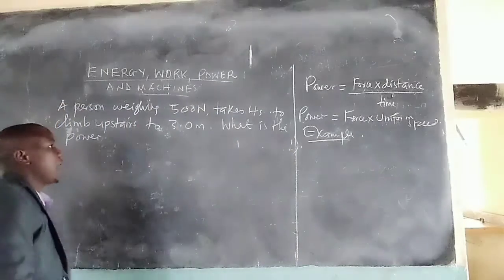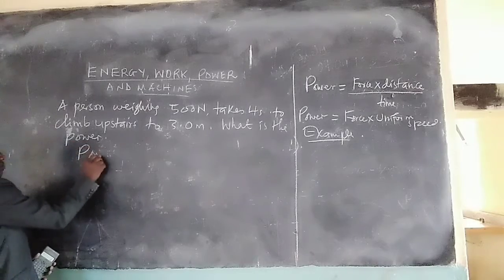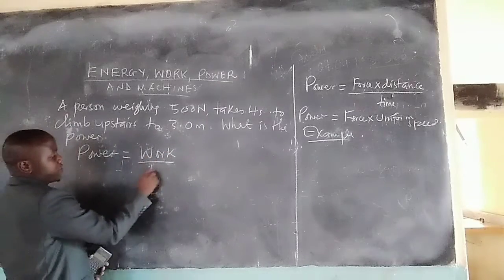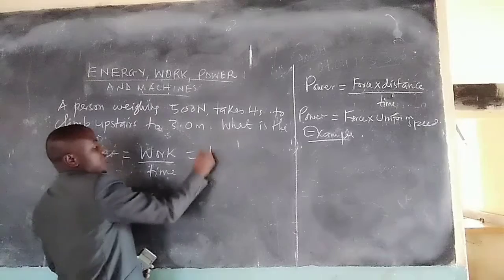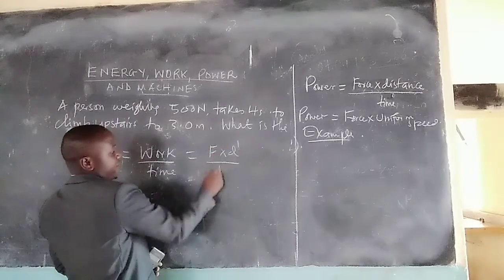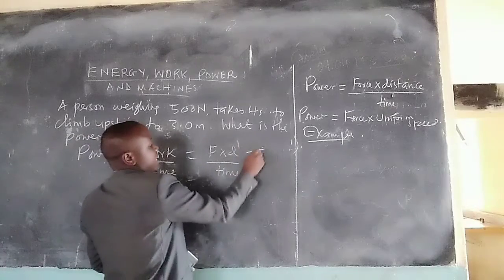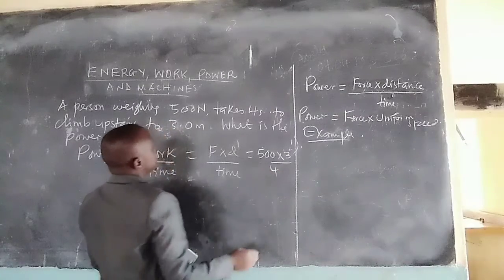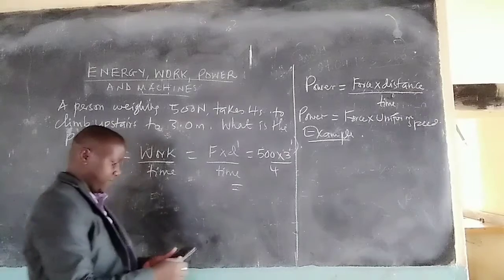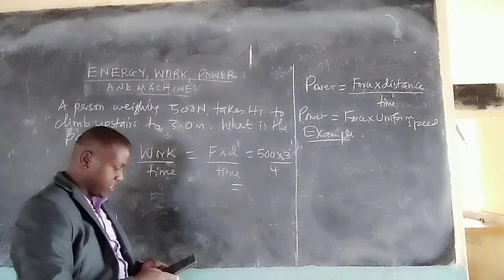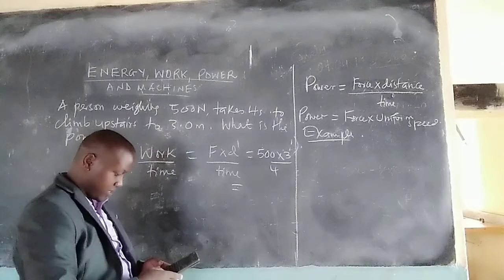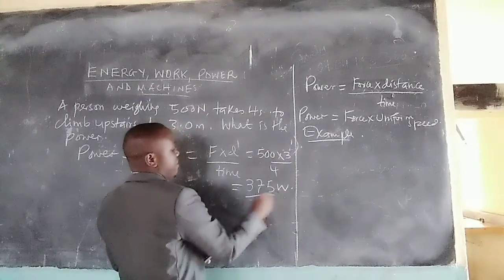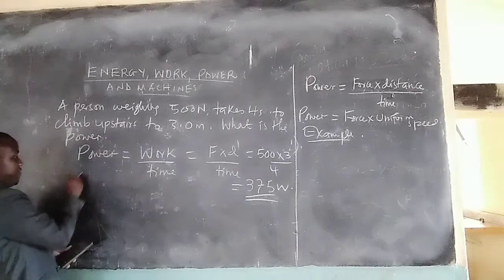We have said that power is the rate of doing work, so work out of time. And the work will be given by force times distance. Then we divide by time, which means we take 500 newtons times 3, then we divide by 4 seconds. This happens in 4 seconds. Therefore, power will be given by 500 divided by 4 times 3, which is 375 watts.